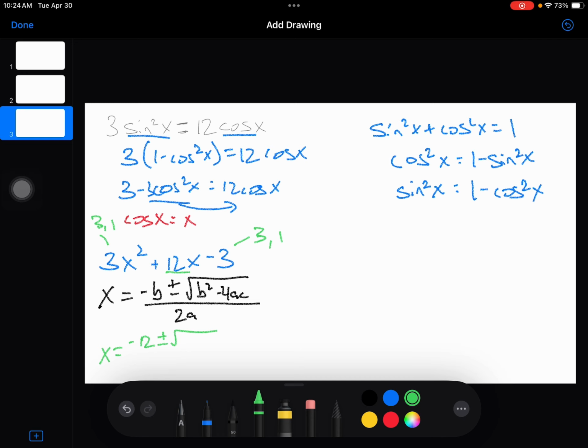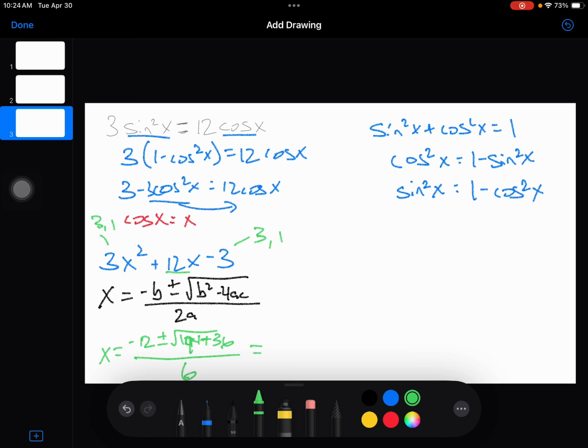So we're going to get b squared is 144 minus 4ac. 4 times a times c is going to turn that positive. 144 plus 36. 3 times 4 times 4 is 9 times 4, or 36, and that's going to be divided by 2a, which is 6. And we'll just keep going on that path.